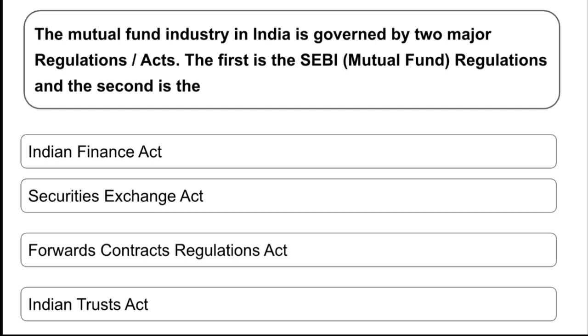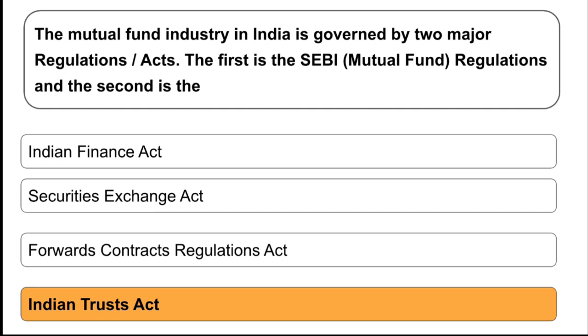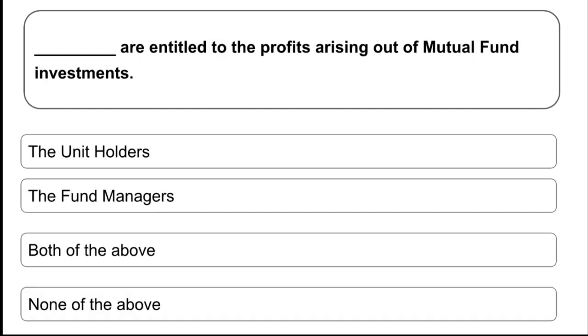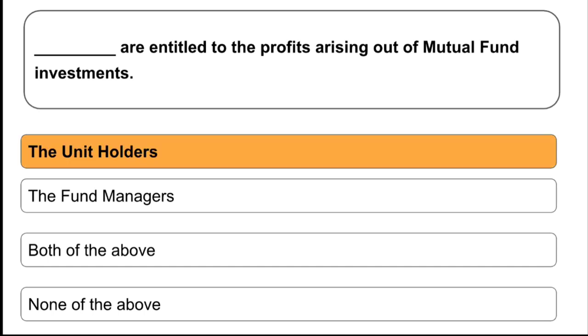The mutual fund industry in India is governed by two major regulations or acts. The first one is SEBI Mutual Fund Regulation and the second one is, options are A, the Indian Finance Act, B, Security Exchange Act, C, Forwards Contract Regulation Act, D, Indian Trust Act. The correct answer is Indian Trust Act. Dash is entitled to the profits arising out of a mutual fund investment. Options are A, the unit holders, B, the fund managers, C, both of the above, D, none of the above. And the correct answer is A, the unit holders.